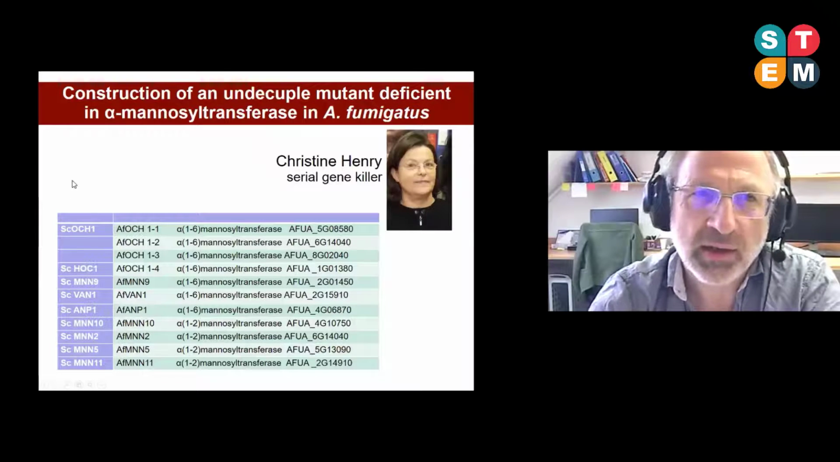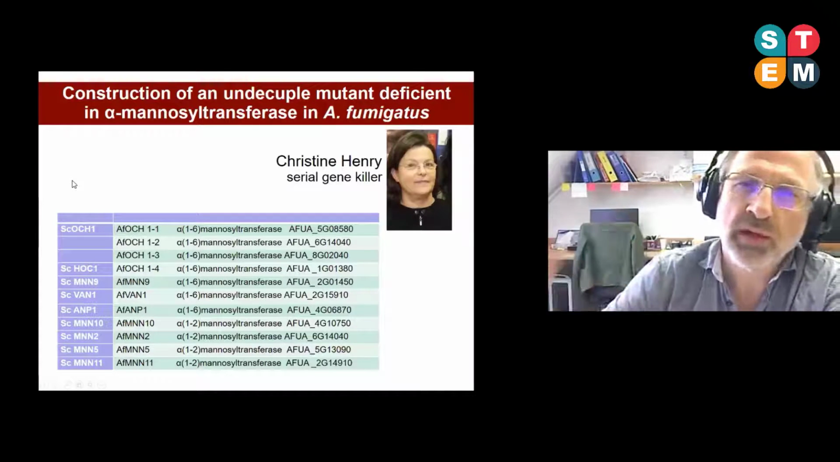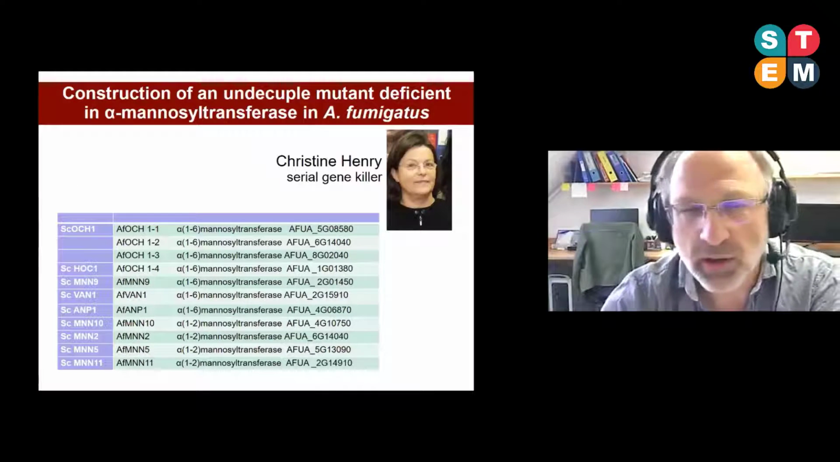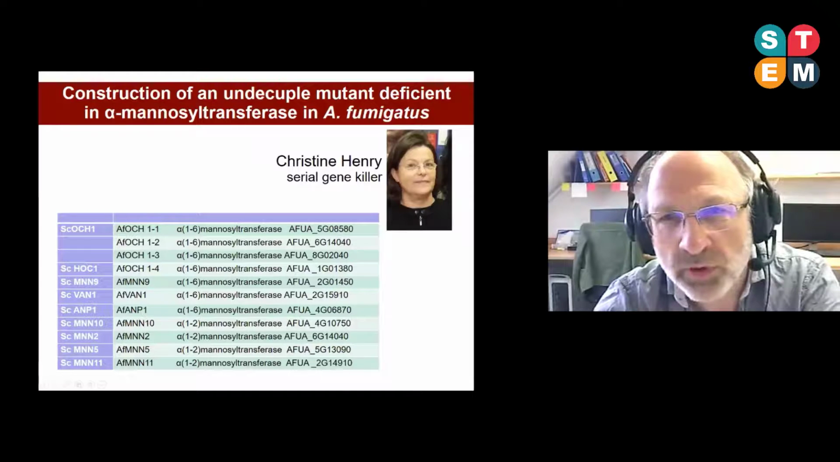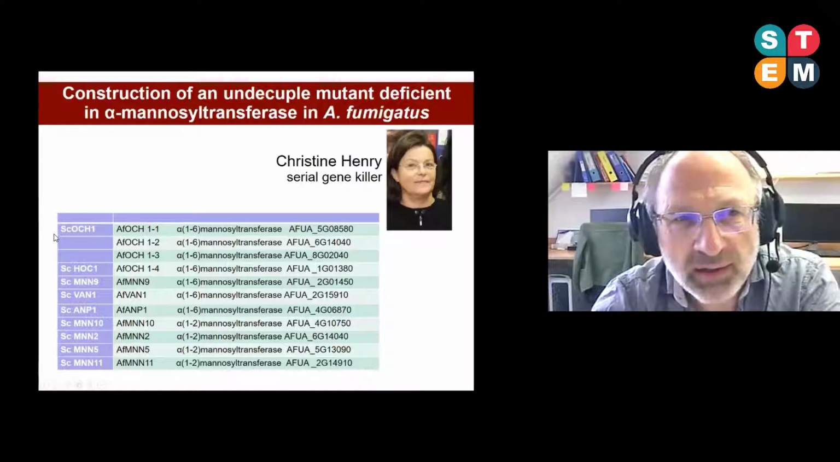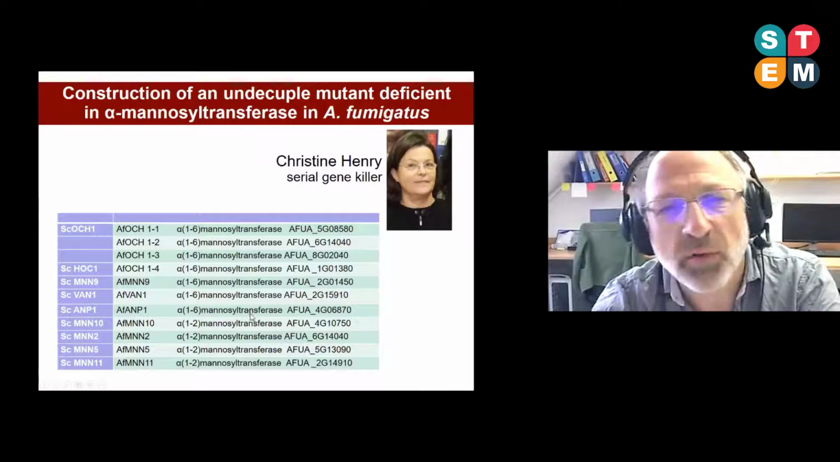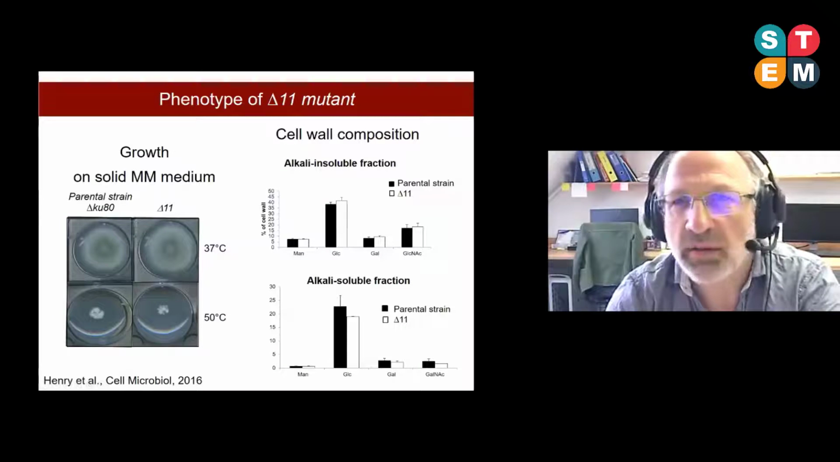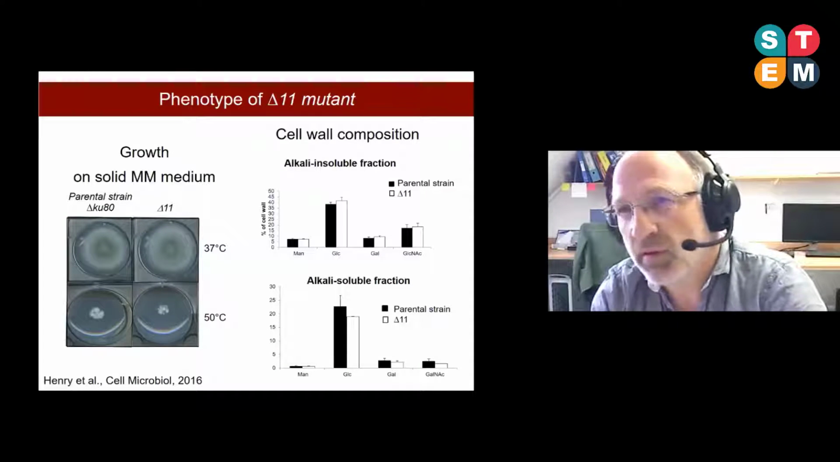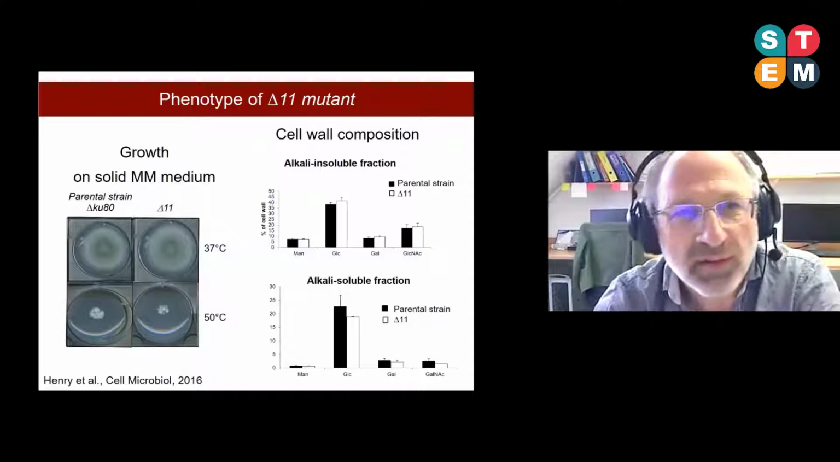investigation. And she started to do single and multiple mutants. At the end, she constructed an undecuple mutant where 11 mannosyltransferases have been deleted, 7 alpha-1,6 mannosyltransferases and 4 alpha-1,2 mannosyltransferases. And when we look at the phenotype of this mutant, we observe there is no difference at all with the parental strain.